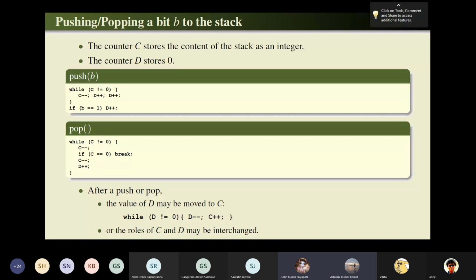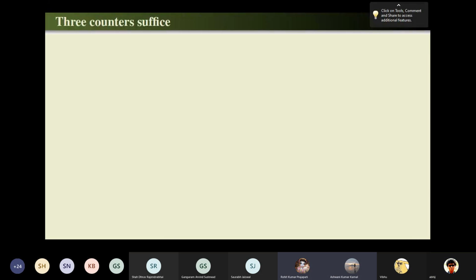So push and pop can be implemented using a counter, with a certain association of the values stored in this stack with positive integers. Straightforward, right? So now let us come to the conclusion.